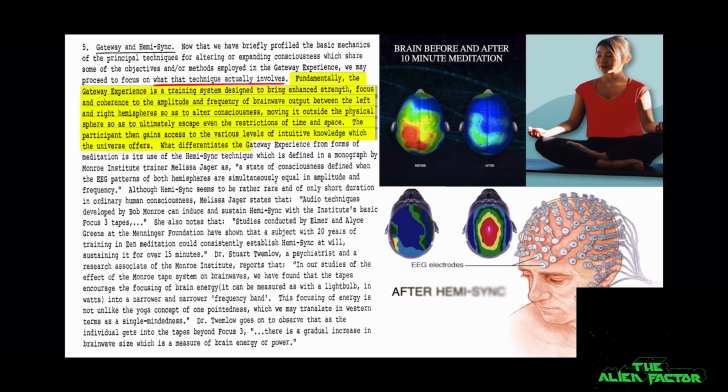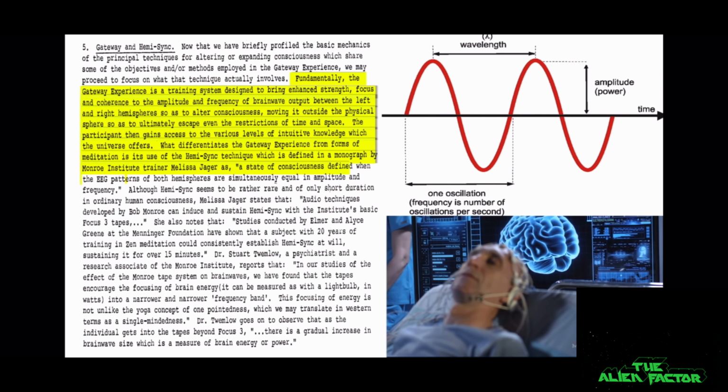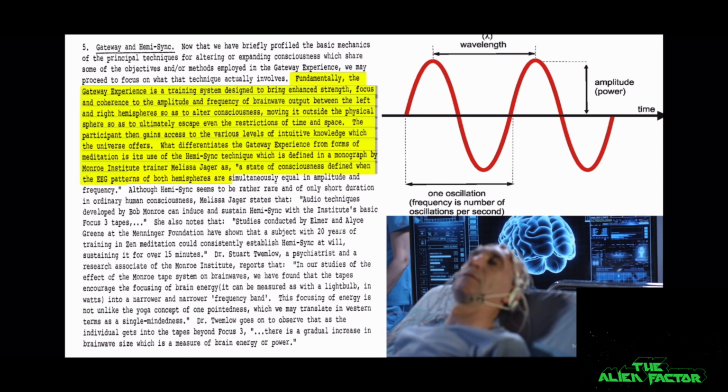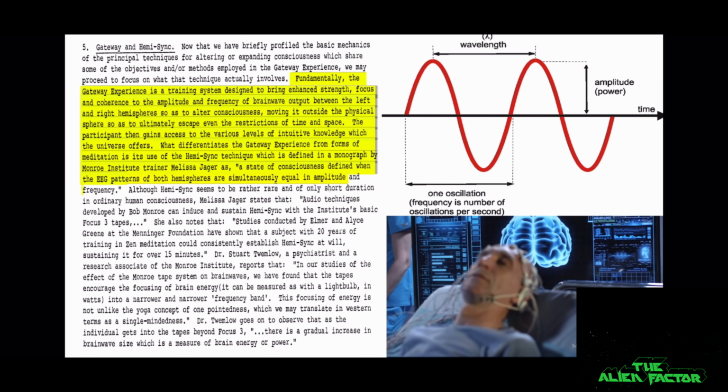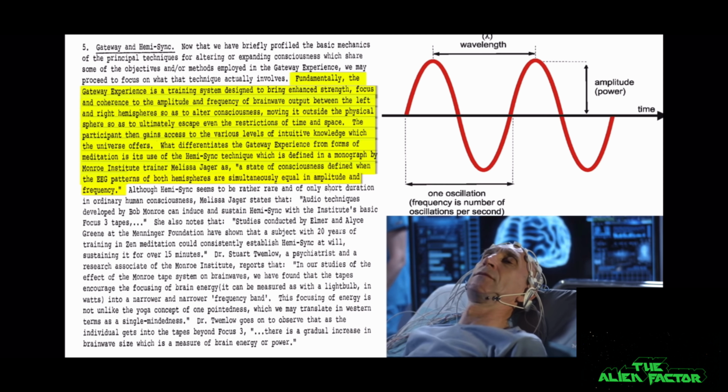What differentiates the gateway experience from forms of meditation is its use of the Hemi-Sync technique, which is defined in a monograph by Monroe Institute trainer Melissa Jager as a state of consciousness defined when the electroencephalogram patterns of both hemispheres are simultaneously equal in amplitude and frequency.